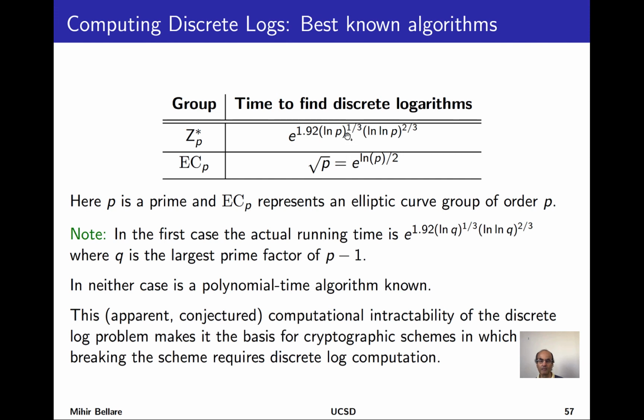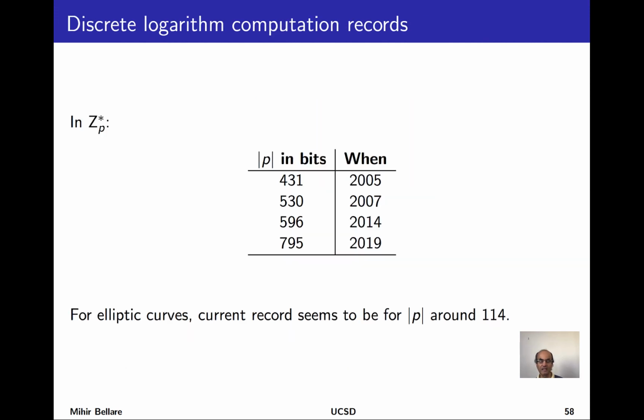Well, you can try to play with that by plugging in numbers, but the real test is to implement these things and see what the running times are. The way that works itself out is that people try to find discrete logs relative to larger and larger primes, and you seek records. How big a prime can we find discrete logs relative to? And as implementations and algorithms improve, you see progress.